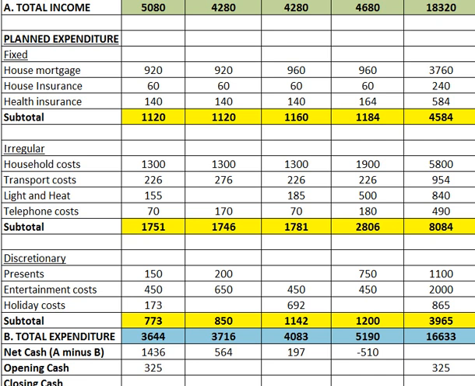And then in the total column, 18320 minus 16,633 gives 1687 of net cash. The amount of money left over at the end of each month. Okay. Now we're nearly there.